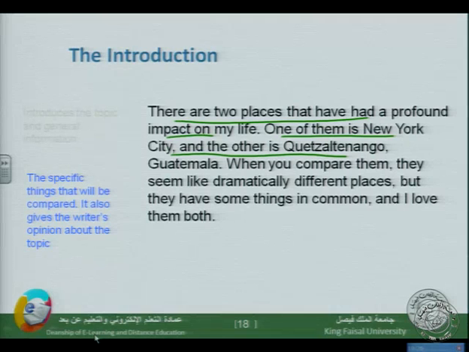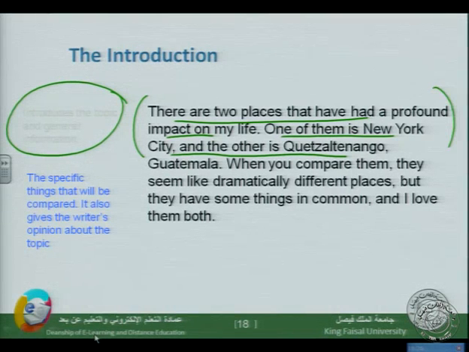So the introduction introduces the topic and general information. Then it introduces the specific things that will be compared. It shows, first of all, the topic and general information. This is in general. Then it introduces the specific things that will be compared. So from the first general introduction, it gives you a hint that there is a comparison between two cities. Which one is better? Okay. Then it also gives the writer's opinion about the topic.